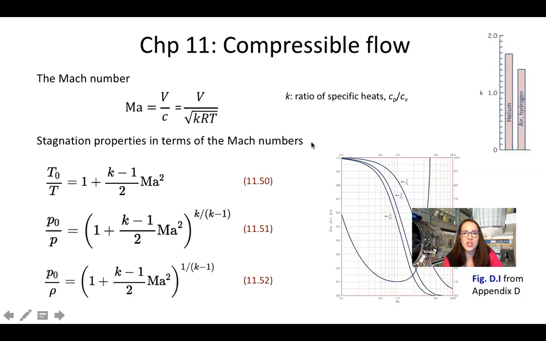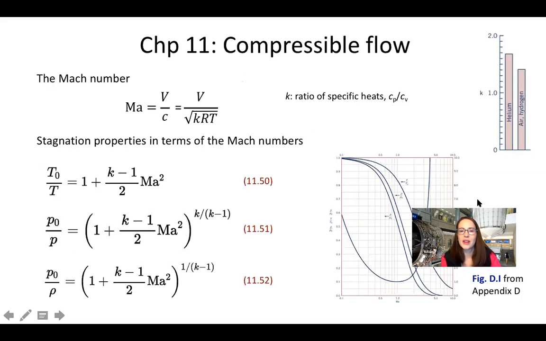Okay, I have a question in the chat, and it says, is 11.52 supposed to be rho naught over rho? Yes, it is supposed to be rho naught over rho. I copy pasted this equation from the textbook. That's a typo right from the textbook. So sorry about that. That is rho naught over rho. I will fix that as well and re-upload the slides. Thank you for that catch.